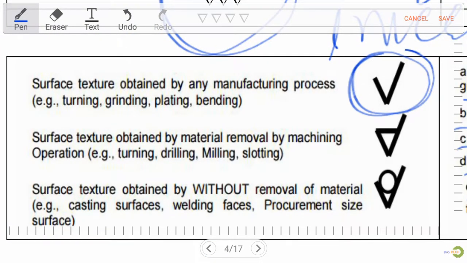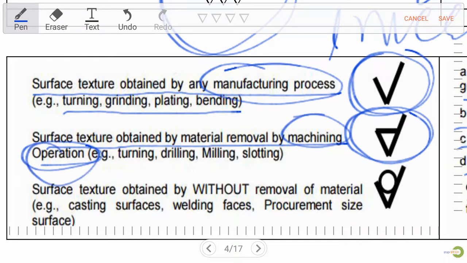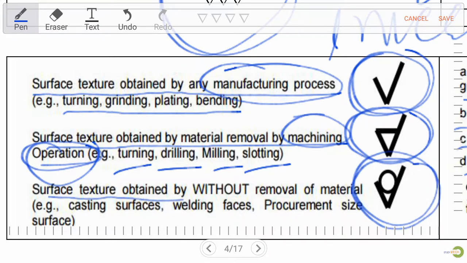For the first one, it shows surface texture obtained by any manufacturing process like turning, grinding, casting, and bending. For the second symbol, it shows surface texture obtained by material removal by machining operation. Over here manufacturing process, and over here machining operation, by turning, drilling, milling, slotting. And the last one stands for surface texture obtained without removal of material. Example, casting surface, welding surface, procurement size.